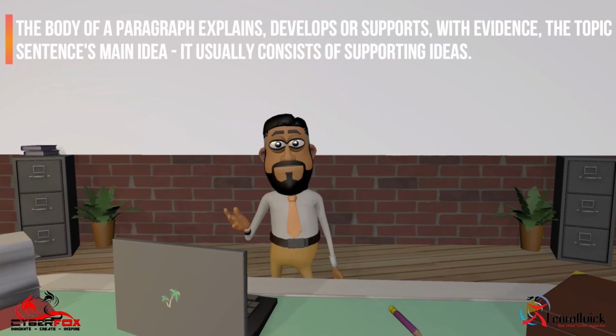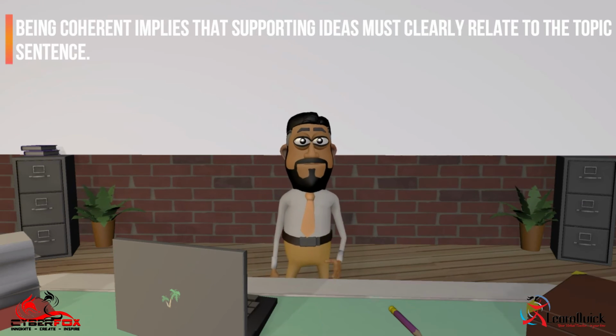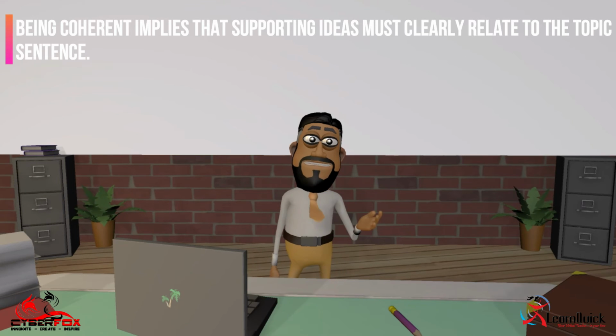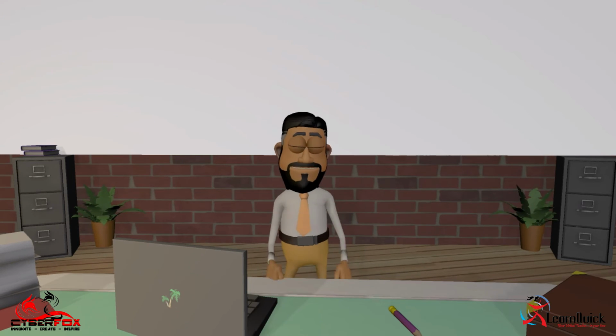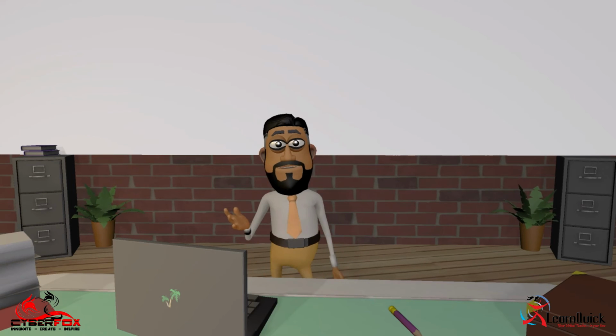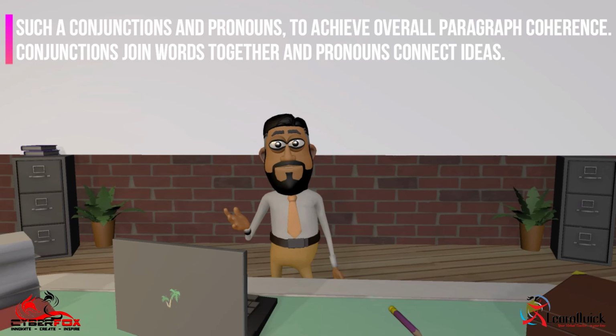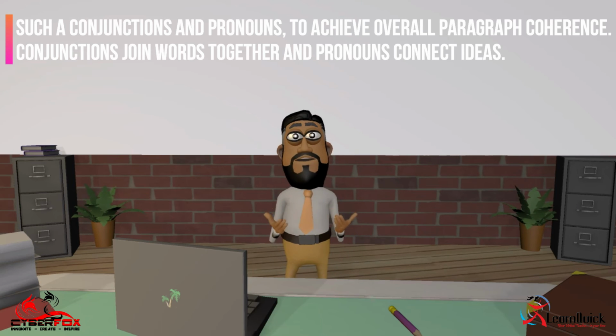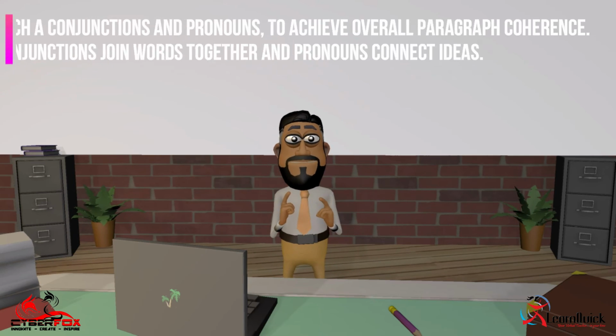The body of a paragraph explains, develops, or supports with evidence the topic sentence's main idea. It usually consists of supporting ideas. Being coherent implies that supporting ideas must clearly relate to the topic sentence. When sentences are connected or organized in a paragraph, a reader can easily follow a writer's train of thought. A writer can use a variety of coherence devices, such as conjunctions and pronouns, to achieve overall paragraph coherence. Conjunctions join words together, and pronouns connect ideas.